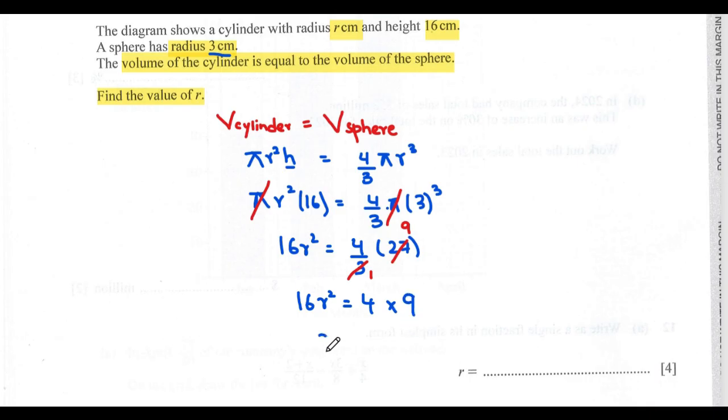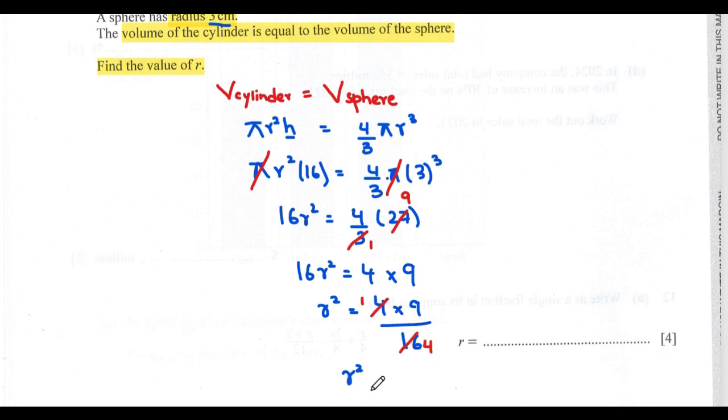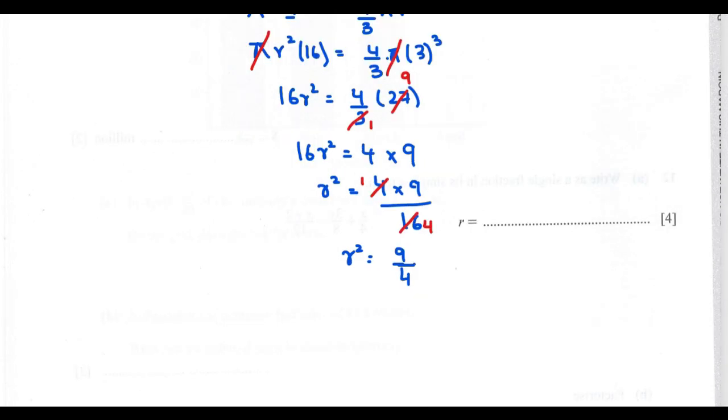Now I will divide both sides by 16. So it would be 4 times 9 divided by 16. 4 ones are 4, 4 fours are 16. So r squared is equal to 9 over 4. Now to get rid of this square, I'll take the square root on both sides. Square gets cancelled with square root. So r is equal to the square root of 9 which is 3, and the square root of 4 which is 2. So r is equal to 3 over 2, or in decimals we can say that r is equal to 1.5 centimeters. So I'll write the value of r, which is 1.5 centimeters.